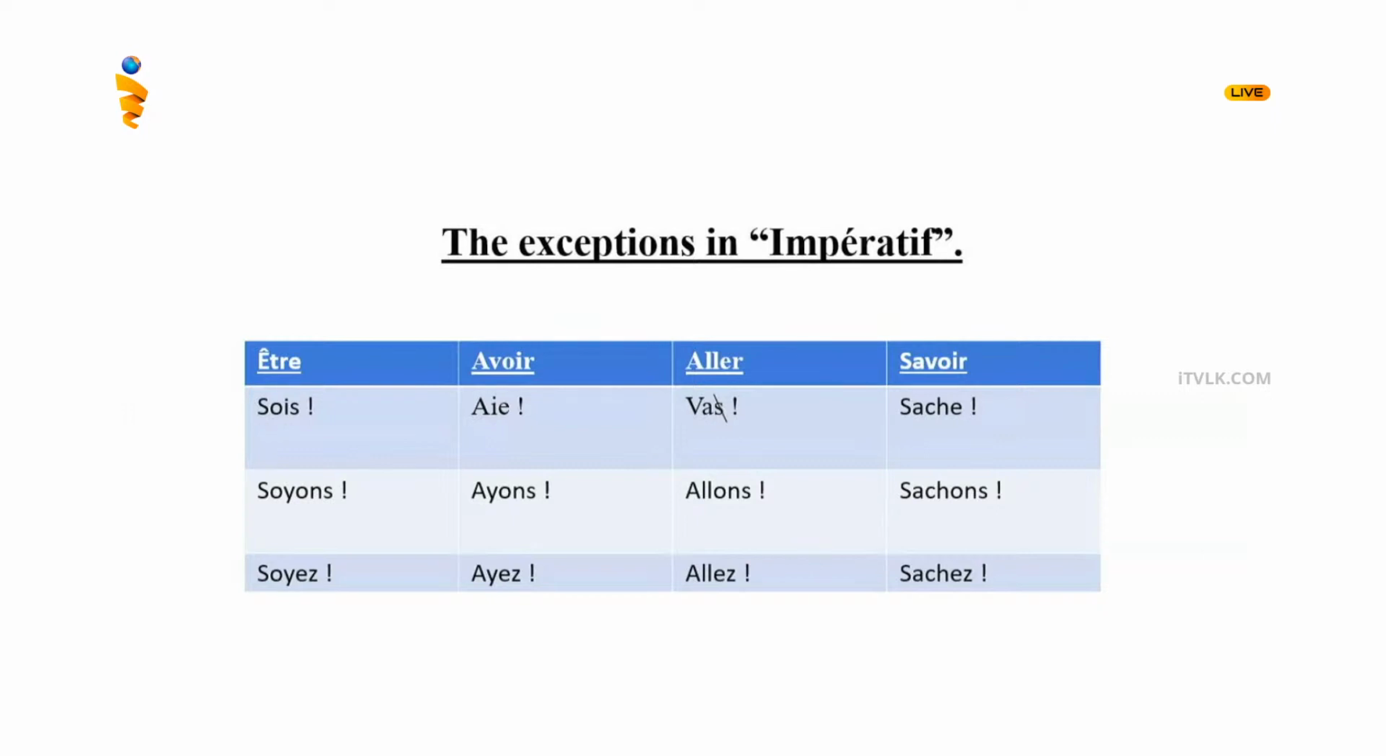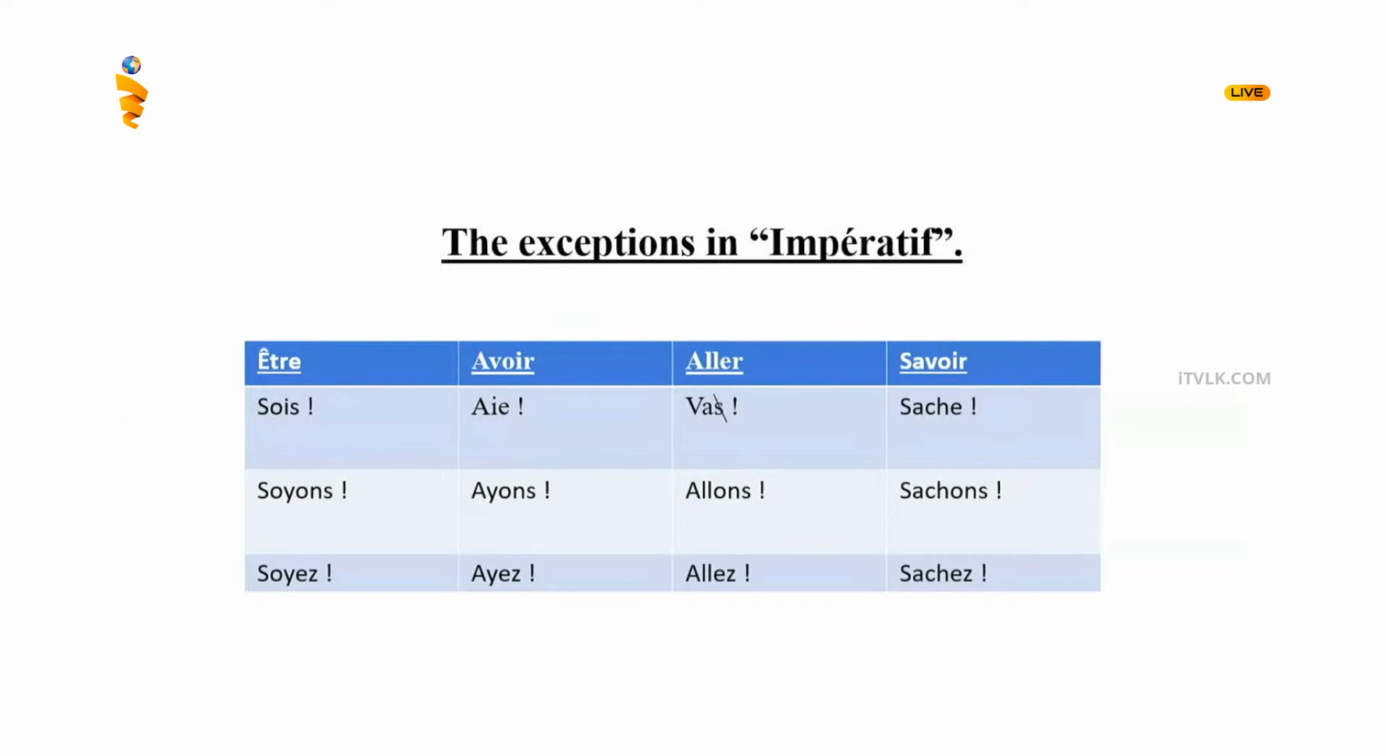Now aller, you may notice that it has the same conjugations like in present tense. So why do I take it as an exception in that case? That is, aller is a third group irregular verb. Though it ends with ER, we all know that it has irregular conjugations in present tense. So because of that, we consider it as a third group irregular verb.